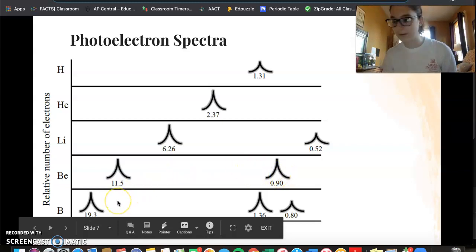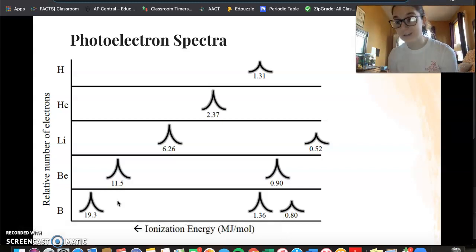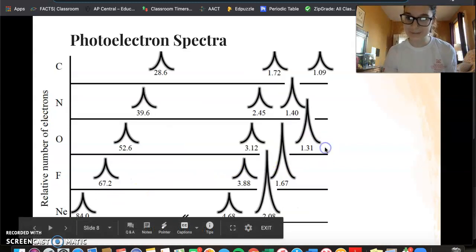So basically, we know that boron is in period 2. It's the third element in period 2. And based on the shell model, we would expect only 2 peaks here. But this shows that there must be subshells within the n equals 2 energy level. So this is where we were like, okay, the shell model isn't perfect. There are limitations, and that's why we got data to do another model.